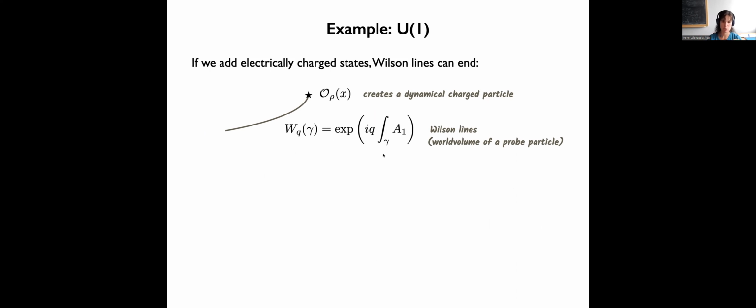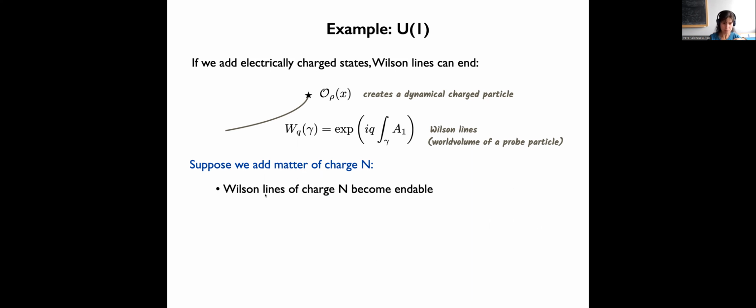Very good. Now, if we add charged states, electrons, the Wilson lines can end. This is a summary of what we discussed before. And the symmetry is going to be broken. The question is whether we can completely break it or there is some remnant. Now suppose that we add matter of charge n. Since the Wilson lines are also in the representations of the gauge group, only Wilson lines of charge n become endable.